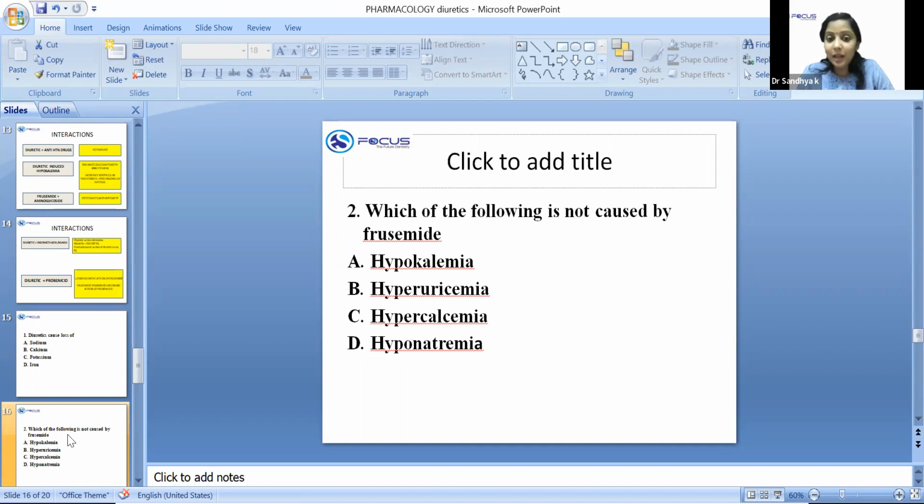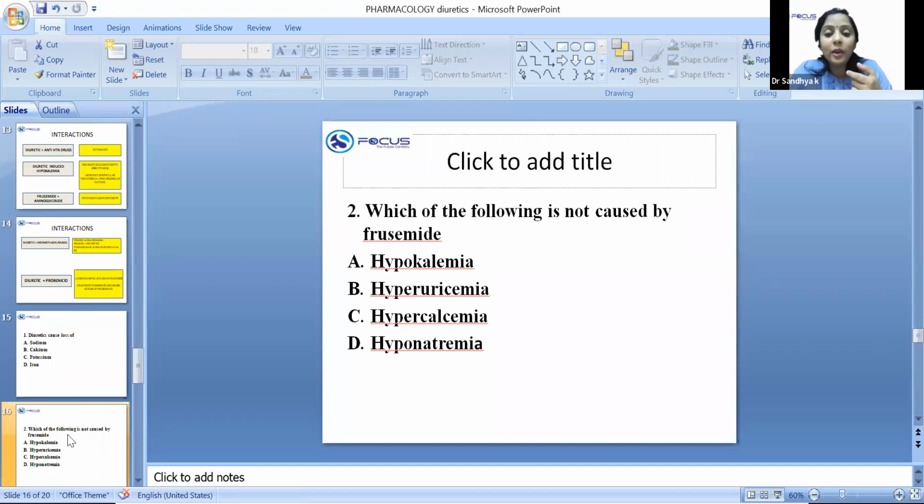Hypokalemia, hyperuricemia, hypercalcemia, hyponatremia. Yes. Hypercalcemia is not caused by frucimide. We know frucimide is causing only hyperuricemia. Rest everything, the value is decreased. Yes, very good. All the other values are being decreased.